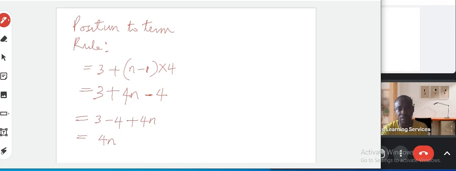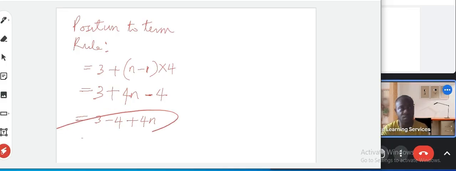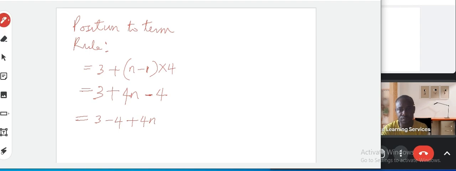Okay, this gives us 4n. What's 3 minus 4? Minus 1. So, what would this whole expression become eventually? Minus 1 plus 4n. Yes, that's minus 1 plus 4n. Or you could simply say 4n minus 1 if you like. So this is the position to term rule.